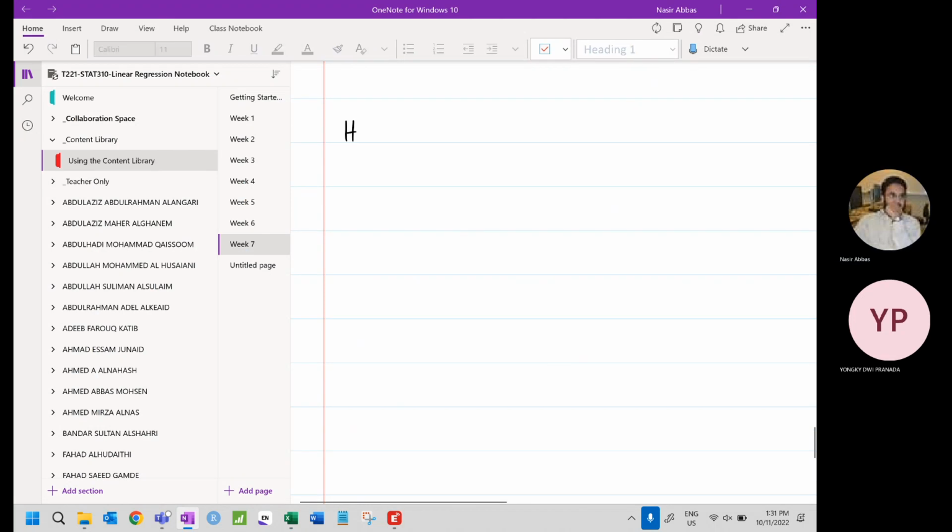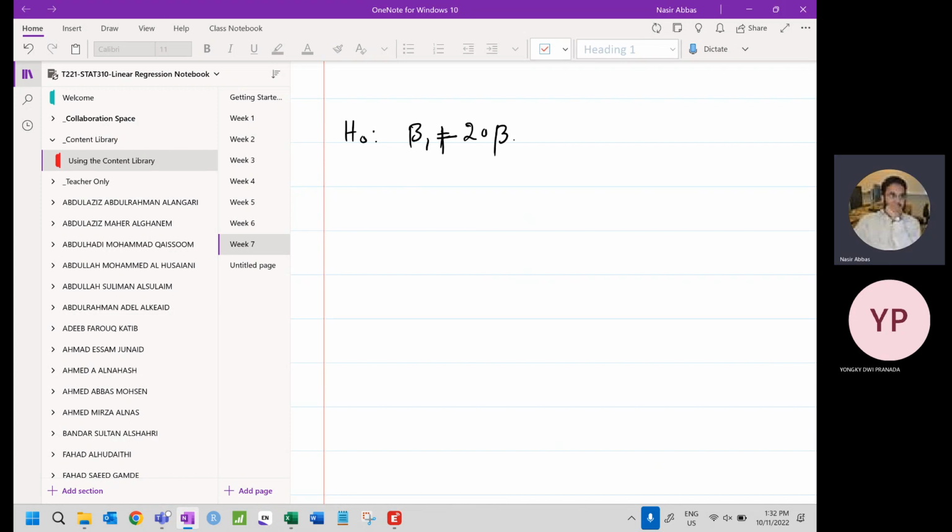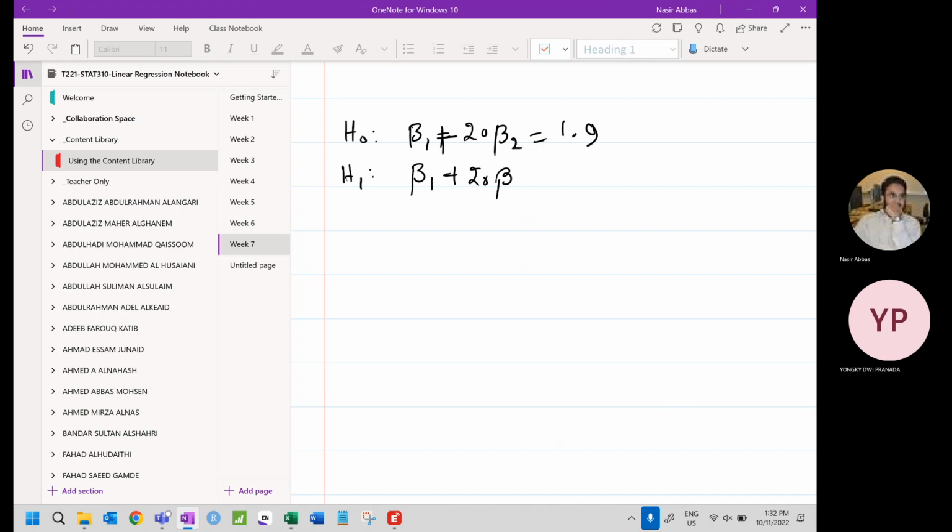H naught: beta 1 plus 20 times beta 2 equals 1.9. No other test can be used except for this one. For it to be equal, it's not greater or lesser than anything. No, one-sided, no capacity of test. F test does not have the capacity to test one-sided. The first one is the plus, right? It is a plus. Equal to.